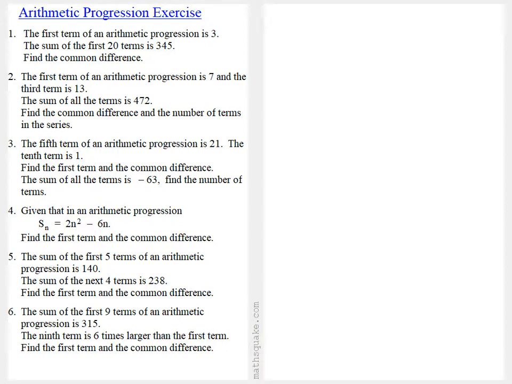Pause the video at this point and have a go at the questions. When you've done your best, restart the video and I'll go through the answers.